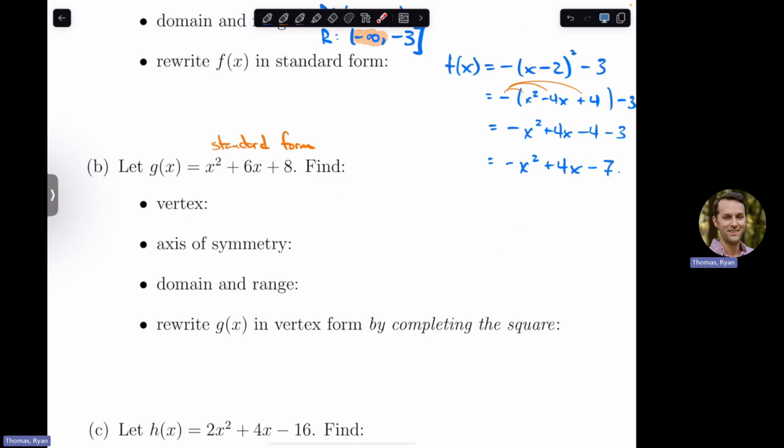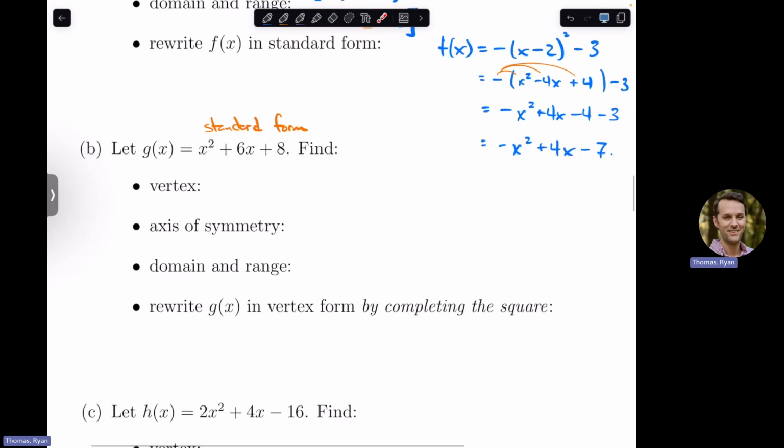Use that vertex formula thing. Okay. So use that vertex formula thing. Find the vertex, find the axis of symmetry, domain, and range. If you already know what completing the square is, then take a shot at it. If not, we'll talk about it in a second here.